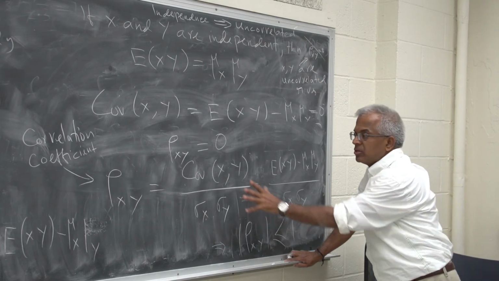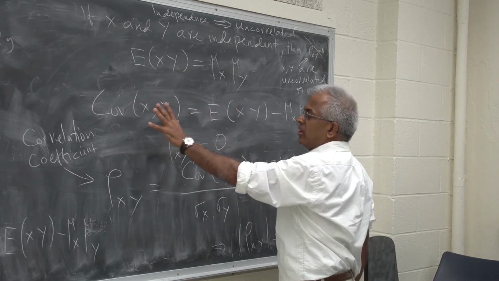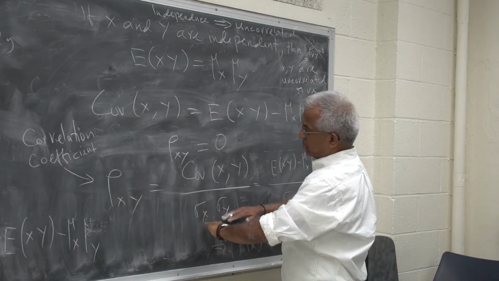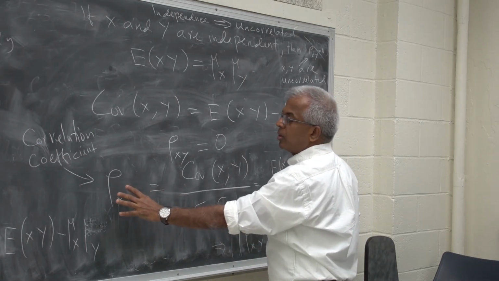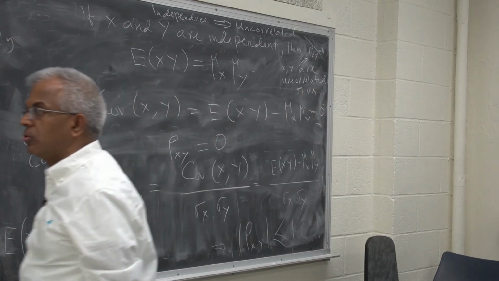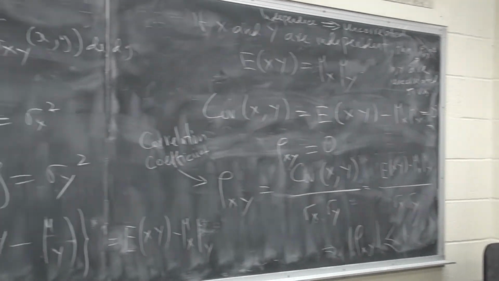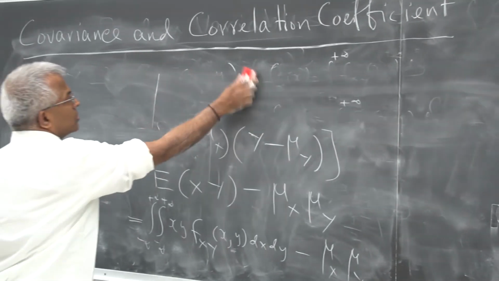But finally, let me show why this holds. This quantity could have any value. If you divide by sigma x and sigma y, we would have rho less than or equal to 1. So let me show that before I conclude this part of the talk.